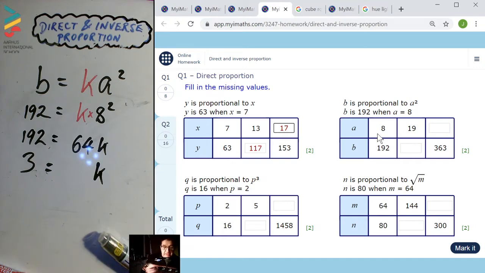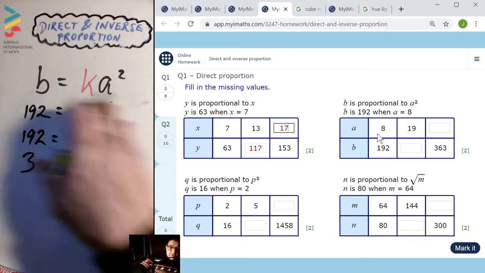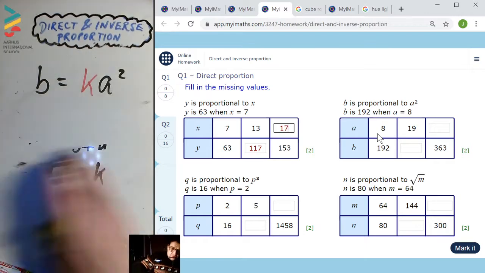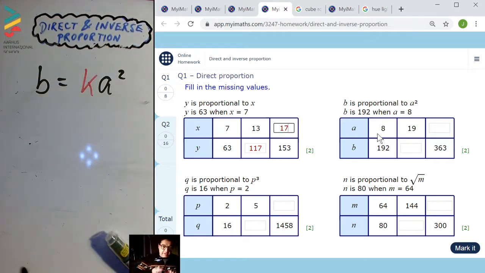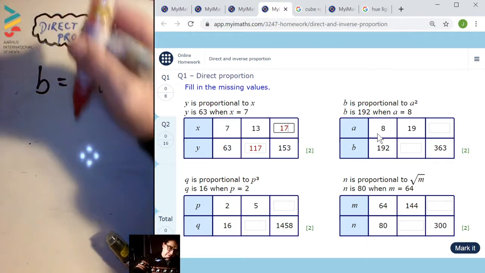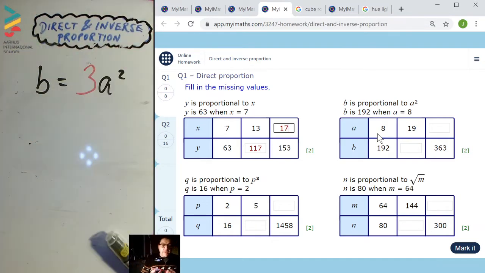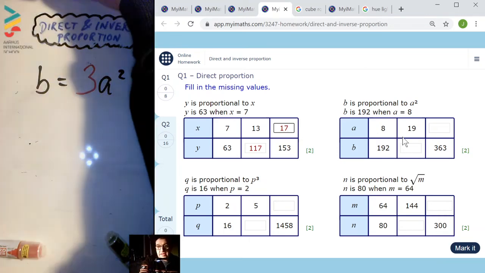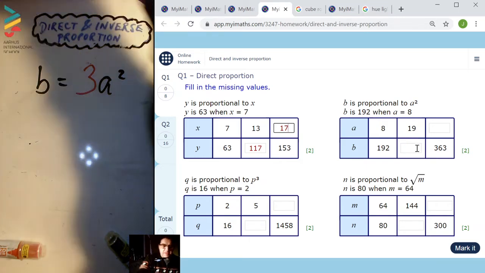So now that I've figured out that k is 3, I can just go back to the original relationship that I wrote down. So the relationship between a and b is that b equals 3a squared. Well, now that I've done that, I can fill out the table. I need to know what b is when a is 19.